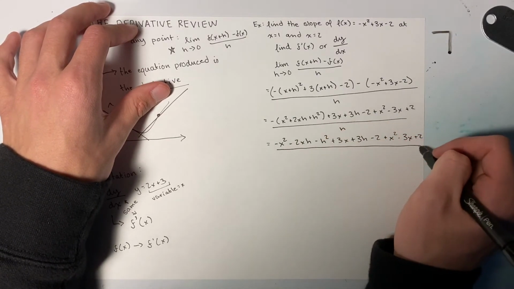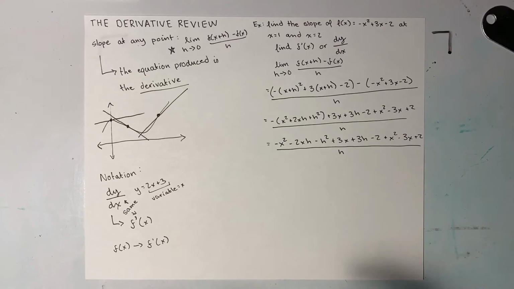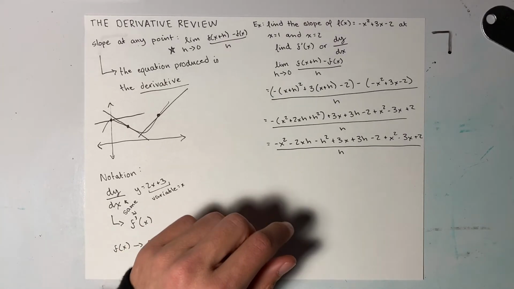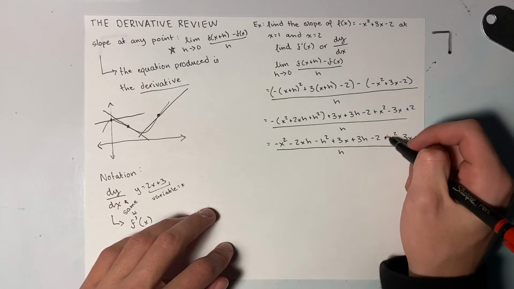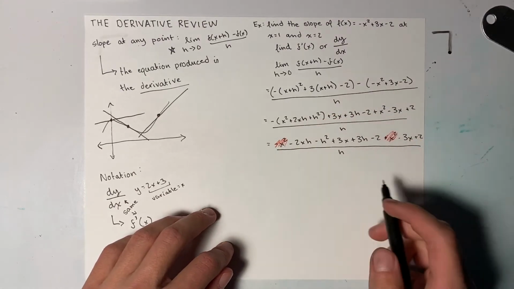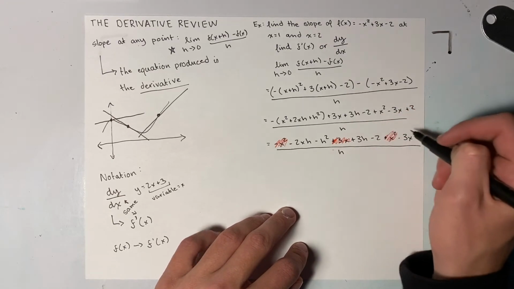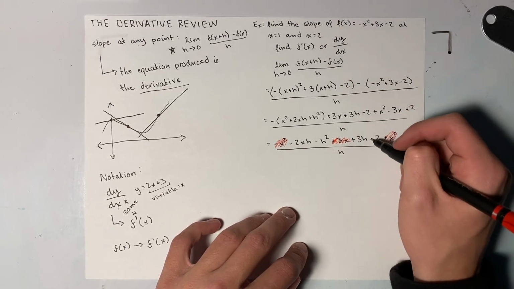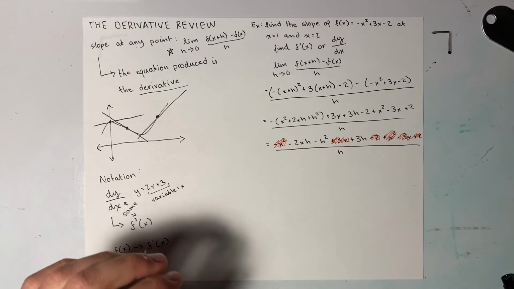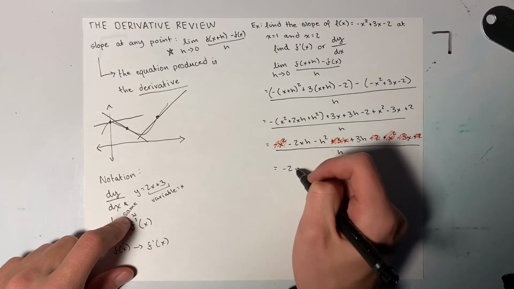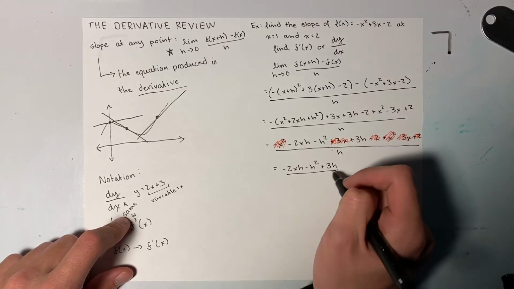Now this can be a really tedious process for these kind of complex equations, but don't worry, there are a few shortcuts I'll teach you later on that'll make these easier to solve. So we can see some things we can cancel out here. We have a negative x squared here and a positive one here, so we can cancel these out. We have a positive 3x and a negative 3x, so we can cancel that out. We have a negative 2 and a positive 2, we can cancel those out. So I believe all we're left with is, yeah, just that. Once we simplify it, we're left with negative 2xh minus h squared plus 3h, all over h.